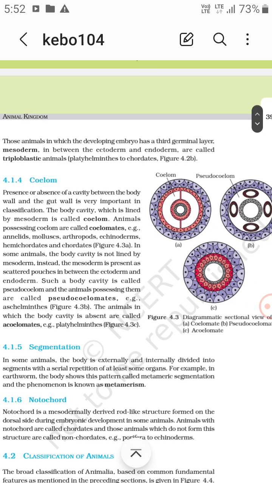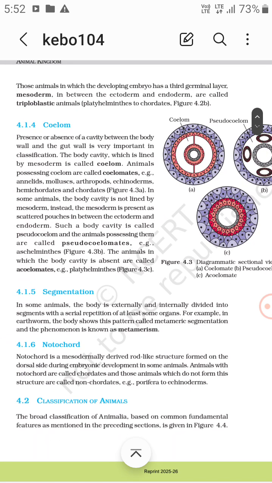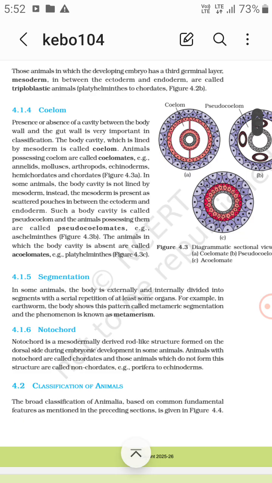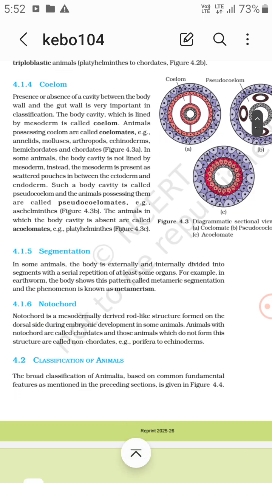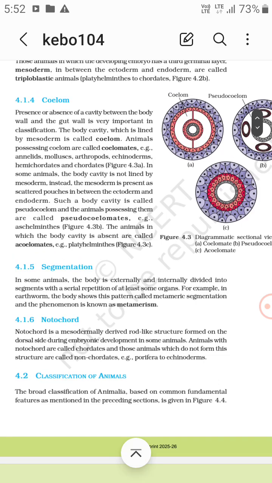Now, in some animals, the body cavity is not lined by mesoderm. Instead, the mesoderm is present as scattered pouches between the ectoderm and endoderm. Such a body cavity is called a pseudocoelom, and the animals possessing it are called pseudocoelomates, and these are aschelminthes. Animals in which the body cavity is absent are called acoelomates, that is, platyhelminthes.